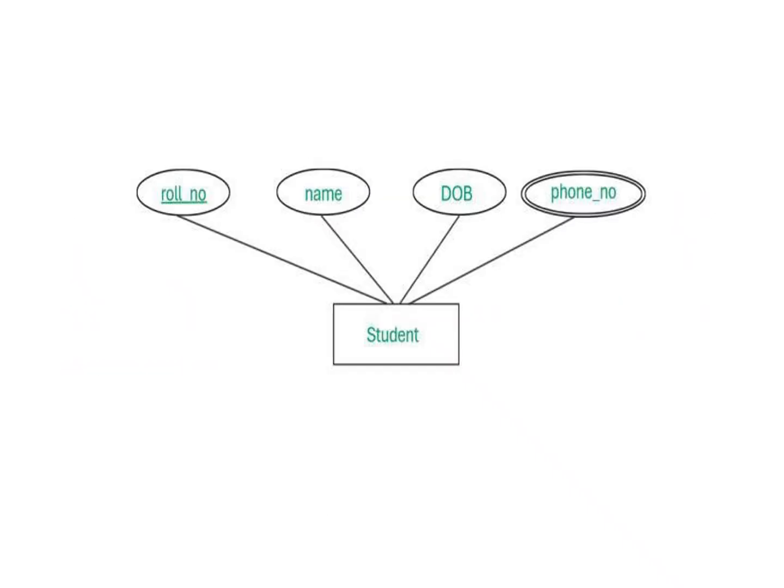Example. Here student is an entity, with roll number, name, date of birth, and phone number. Here roll number can uniquely identify the particular student in a set of students, so we have to underline this roll number. So this is called key attribute. Phone number: a particular student can contain n number of phone numbers, so we note that as a double ellipse.